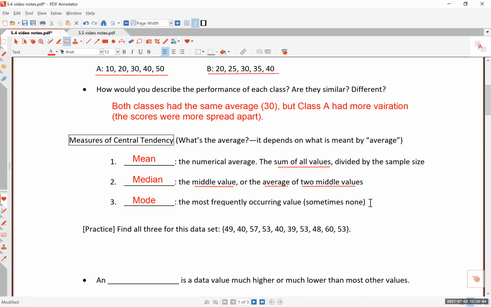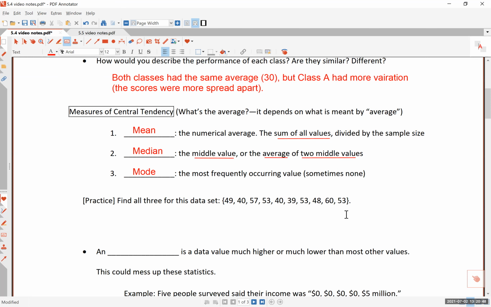Sometimes there is not any because maybe each value occurs exactly once, and then there is no mode. Or you can say every value is the mode, thus making the mode meaningless. Okay, the first two are probably more important than the third one. But you should be familiar with all these 3 M's. Okay, the mean, the median, and the mode.